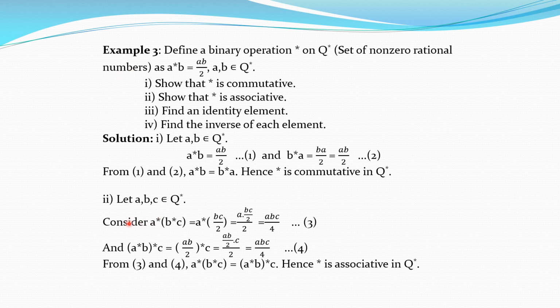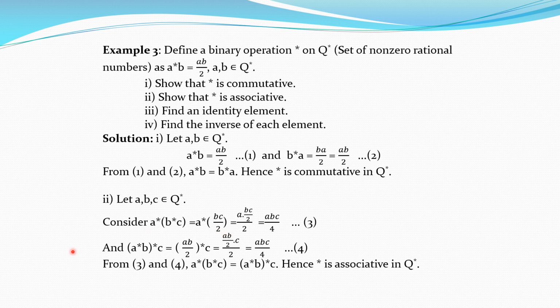Again, A is one non-zero rational number and BC by 2 is another rational number. So temporarily consider this as B. So again, applying the definition, A multiplied by this second number, whole divided by 2. So it is A into BC by 2, whole divided by 2, which is ABC upon 2 into 2, that is 4. So call this equation number 3.